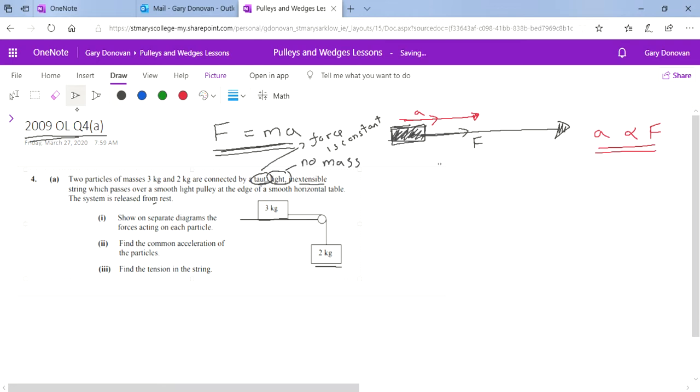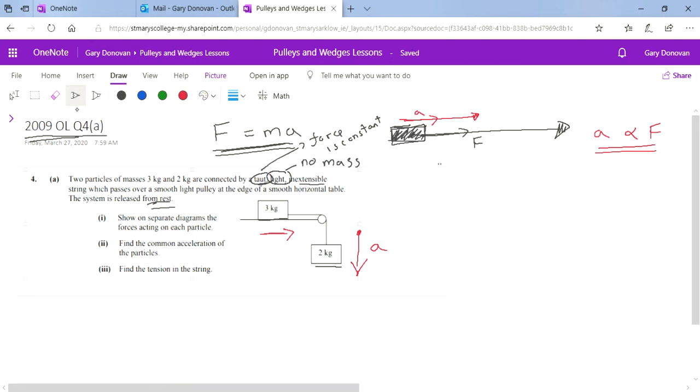The system is released from rest, so originally nothing's moving. And part 1: show on separate diagrams the forces acting on each particle. So first of all, let's just look at what we think is going to happen here. Well, we'd assume that when you release this from rest, the 2 kg particle is going to move down and the 3 kg particle is going to move to the right. If it goes from rest to moving, it accelerates. So this is going to have a certain rate of acceleration. Let's call its rate of acceleration a.